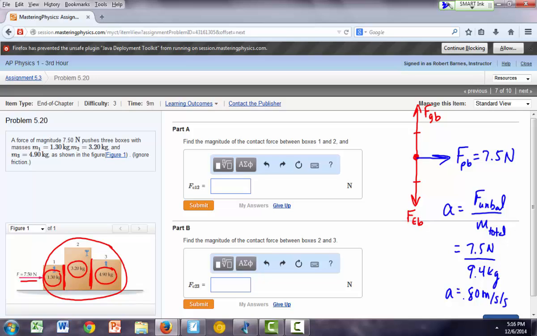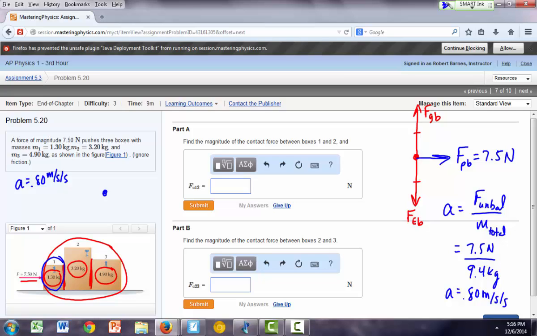That's important to be able to answer the contact force question, and here's why. Once I know that, now I can go back, I'll write that over here. I can go back and look at each box individually, and I can analyze the forces on each box separately. So I'm going to draw a force diagram of box number 1.